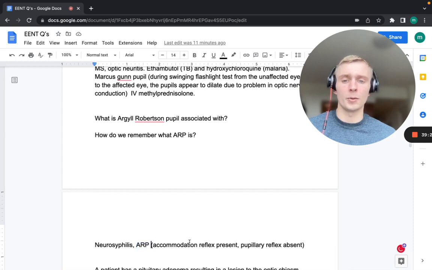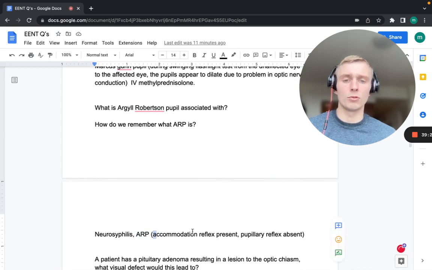How to remember Argyll-Robertson pupil? ARP is how I remember it. The accommodation reflex is present, ARP, and the pupillary reflex is absent, PRA. So you just go backwards here. Pupillary reflex is absent, accommodation reflex is present. So they might just tell you, patient comes in, he has a present accommodation reflex, but on pupil exam, you find an absent reflex. What is this? You might have a history of neurosyphilis, or you might be thinking Argyll-Robertson pupil.